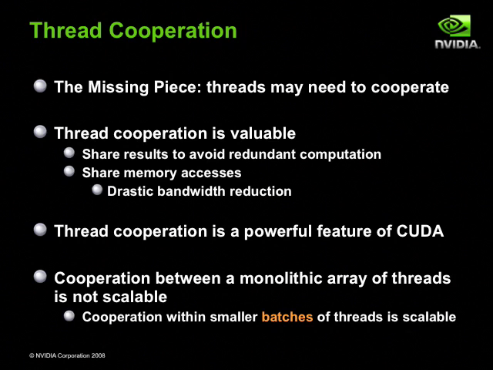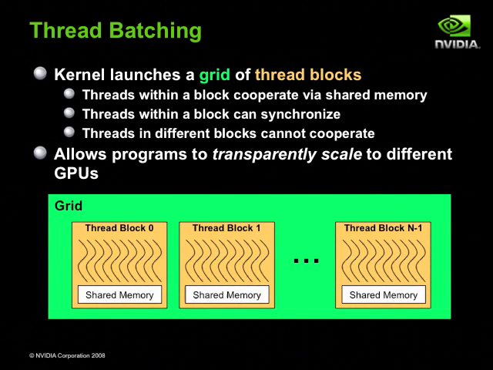While thread cooperation is desirable, unlimited cooperation amongst all threads in a kernel would have severe performance consequences and is not scalable. However, by limiting thread cooperation within batches of threads, CUDA achieves both thread cooperation and scalability. When a kernel is launched, the threads are arranged in a grid of thread blocks. Threads within each block can cooperate through shared memory and barrier synchronization, while threads in different blocks cannot cooperate. This arrangement allows programs to transparently scale across different GPUs.